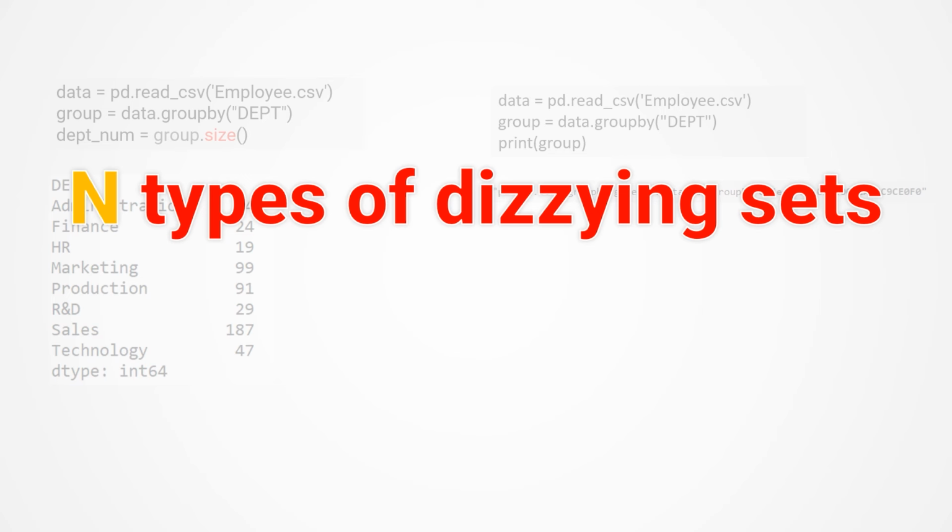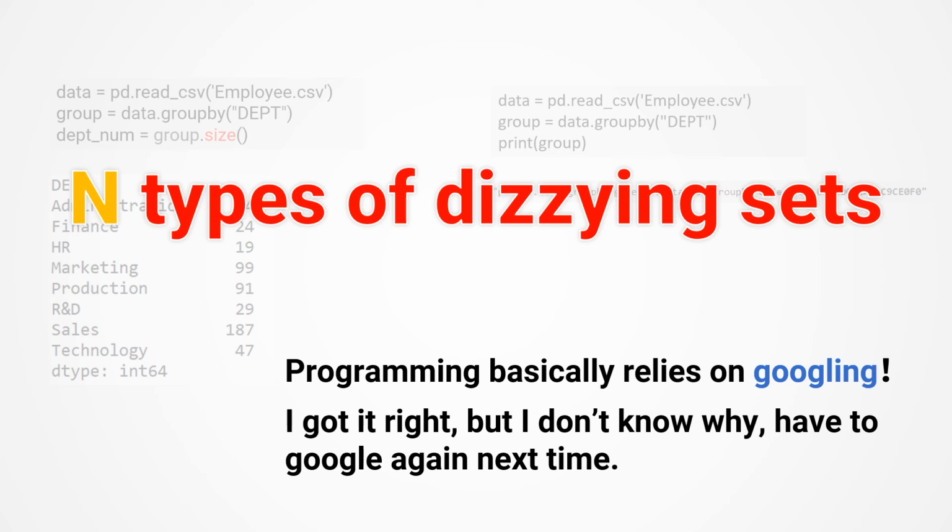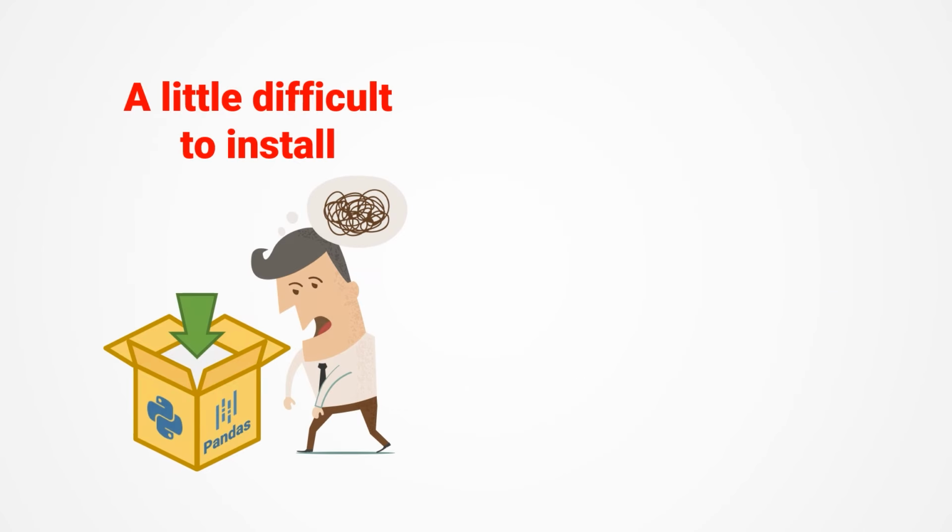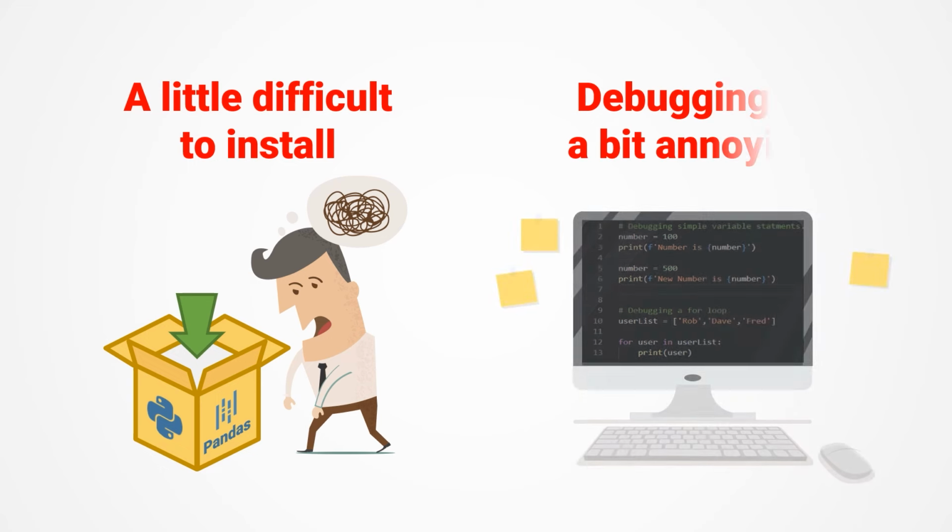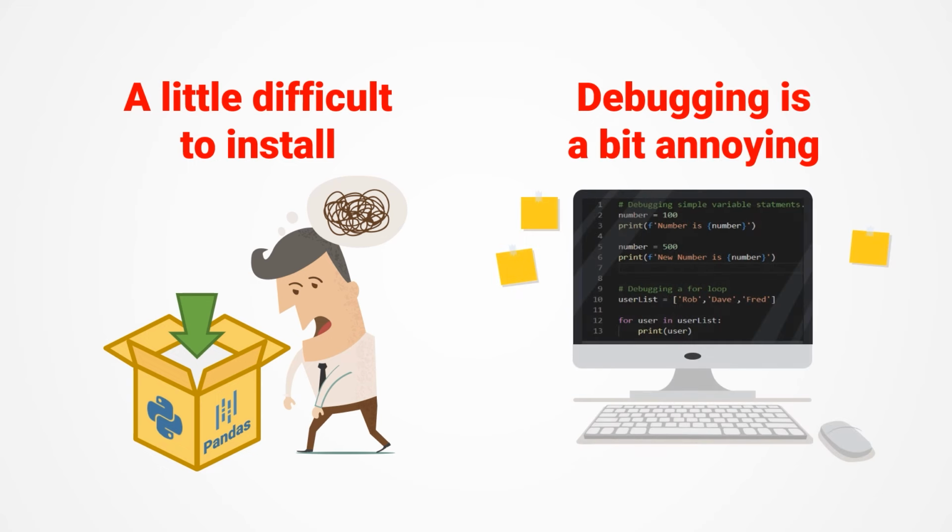And the transitions between them are particularly smooth, and if you're not careful, you'll calculate out something you don't recognize. As a result, programming basically relies on Googling, and you don't know why even when you are right, and you'll have to Google again next time. In addition, Python processing of table data requires a third-party package, and the installation is a bit difficult. Python debugging is also a bit annoying, mainly still using the print method.